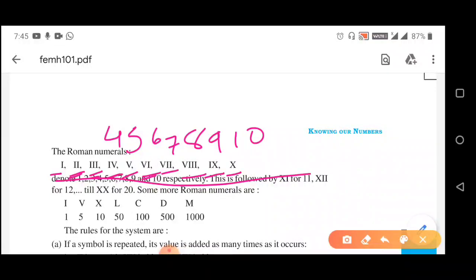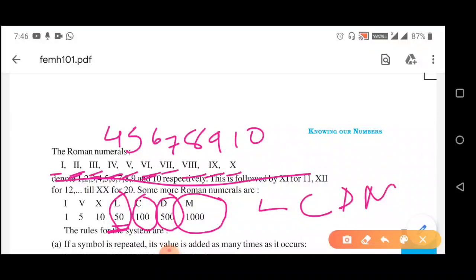Now, here it is given 50 is represented by L in Roman numerals. 100 is represented by C in Roman numerals. 500 is represented by D and 1000 is represented by M. So we get here L, C, D, M for 50, 100, 500 and 1000 respectively.